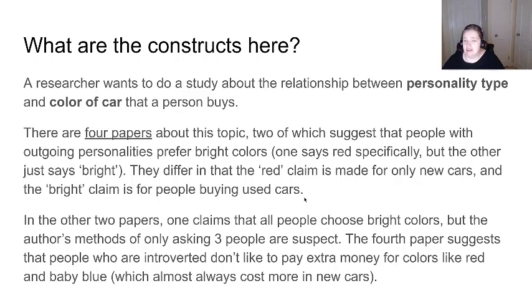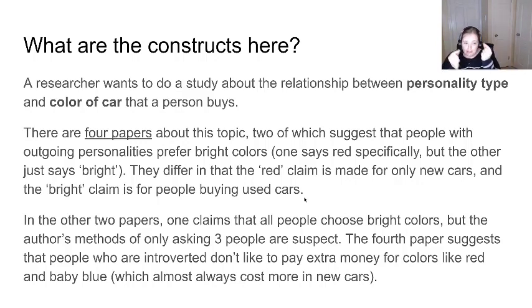Personality type, it looks like we have outgoing and introverted. It looks like those are the two big ones that they've used so far. Color of car, we've got bright, we've got not bright, we've got red, we've got baby blue. These are all operationalizations, ways of measuring it, okay? So the constructs are literally just this level, because then we have to dive down deep.